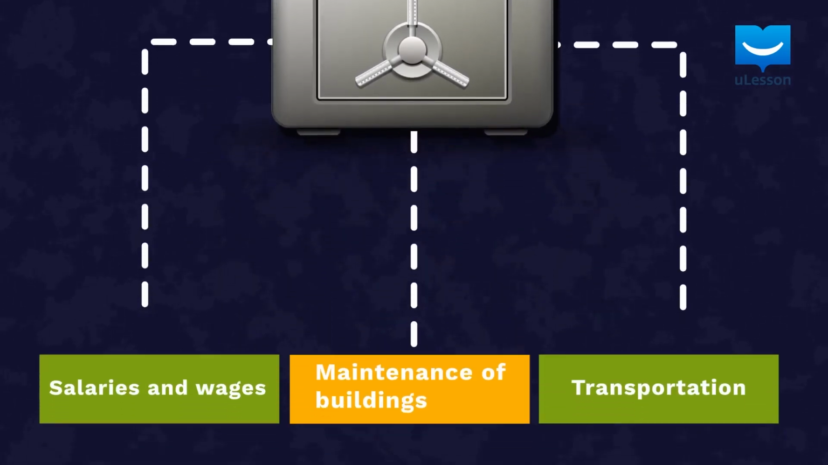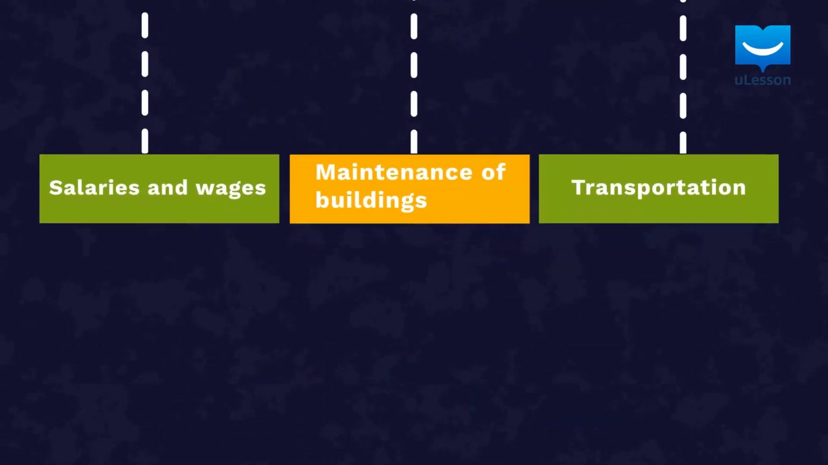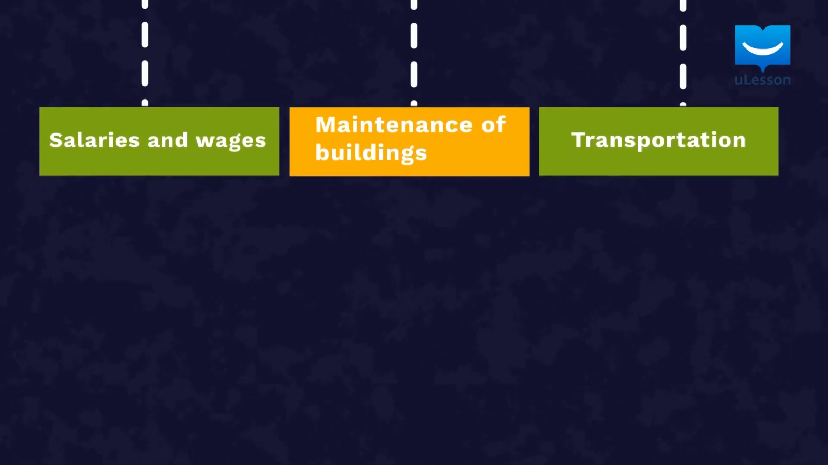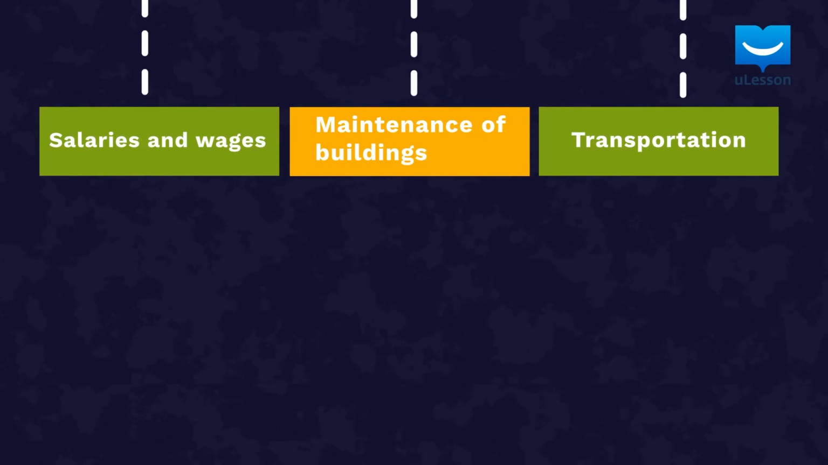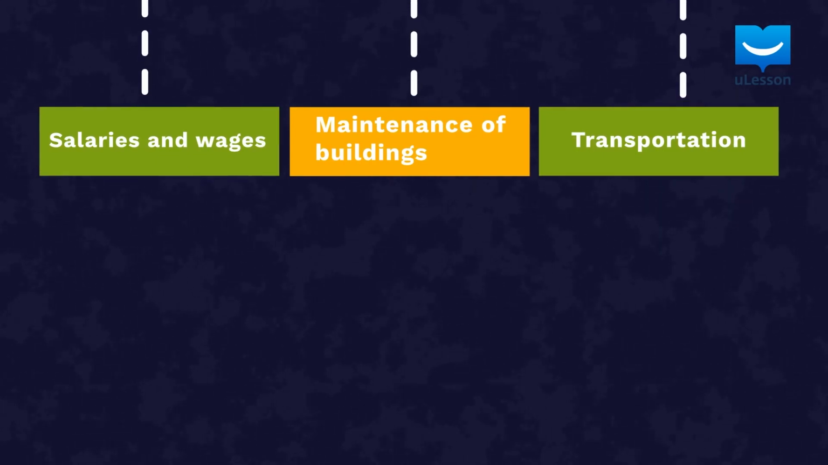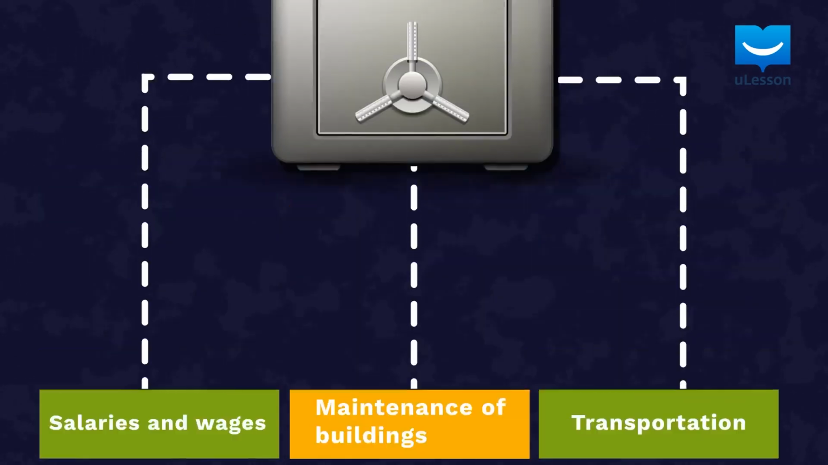All right, let's name them. Salaries and wages for government workers, maintenance of buildings, transportation, and other recurrent expenditures. The money for all these recurrent expenditures is gotten from the Consolidated Revenue Fund.